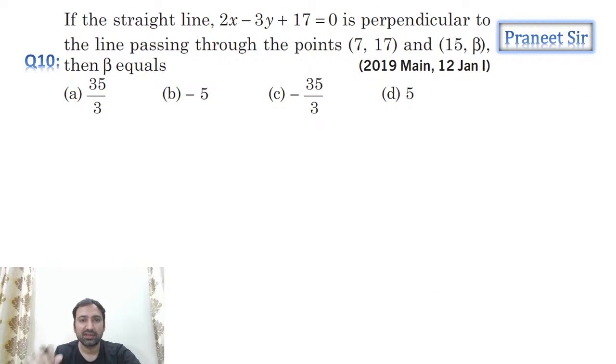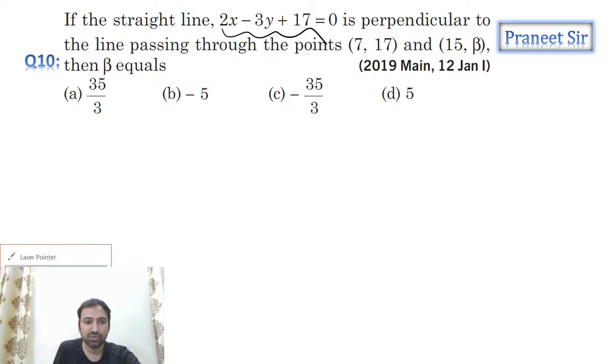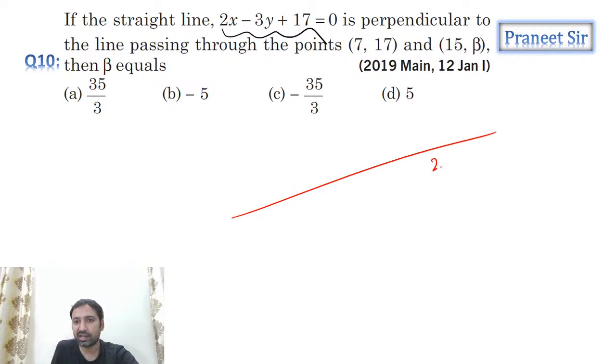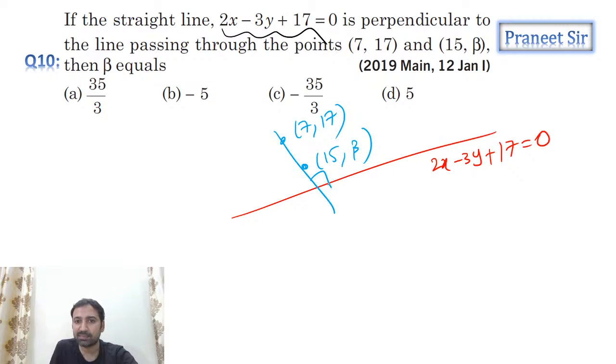Next question. If the straight line 2x minus 3y plus 17 is equal to 0 is perpendicular to the line passing through these 2 points, then what is beta? So it's very simple, guys. There is already one line, 2x minus 3y plus 17 is equal to 0. And there are another 2 points, here and here. One is 7 comma 17. Another one is 15 comma beta. So these two lines are perpendicular.